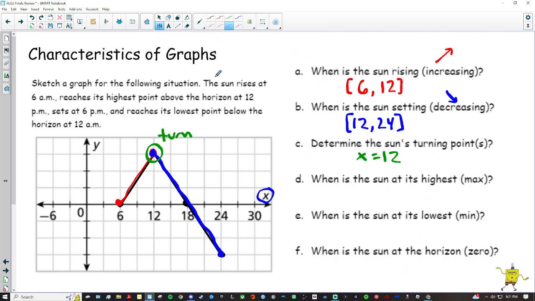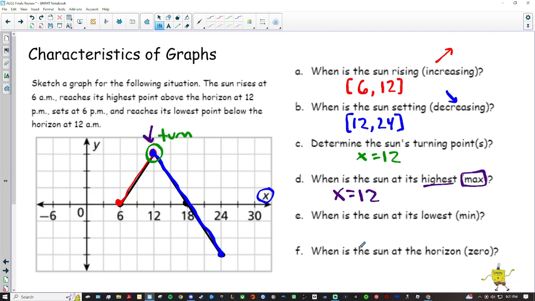Okay, let's continue. When is the sun's highest? At its highest. This is the maximum highest point. The highest point is the same as the turning point. This is the highest point. It reaches its max height at x equals 12.